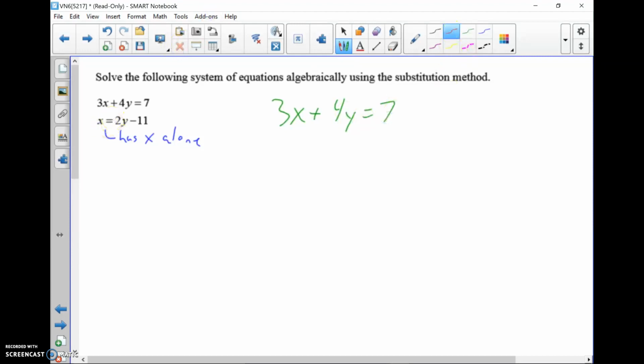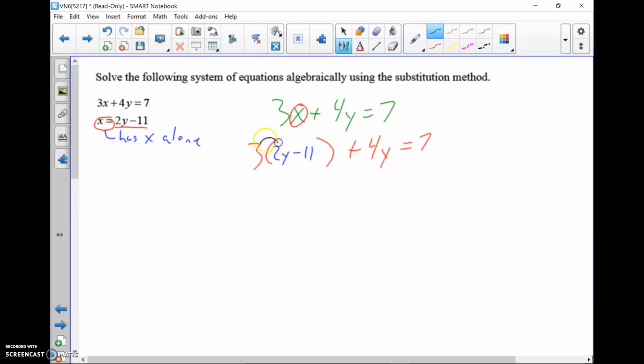Because I have an x equals statement, I'm going to replace the x with what it equals. And so instead of 3x, I'm going to replace that x. Now I still have the plus 4y equals 7, but I'm going to replace that x with what x equals, and that is 2y minus 11. And now it's just simple algebra, I think, from here.